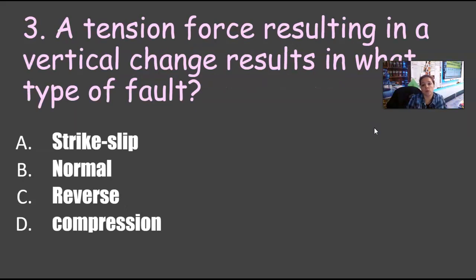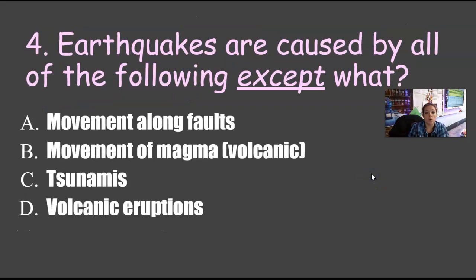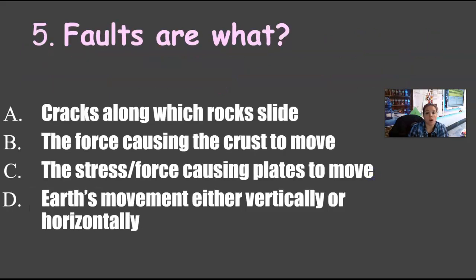A tension force resulting in a vertical change results in what type of fault? Is it a strike slip, a normal, reverse, or compression? Earthquakes are caused by all of the following except what? Movement along the faults, movement of magma, tsunamis, or volcanic eruptions. Faults are what? Cracks along which rocks slide, the force causing the crust to move, the stress force causing plates to move, Earth's movement either vertically or horizontally.